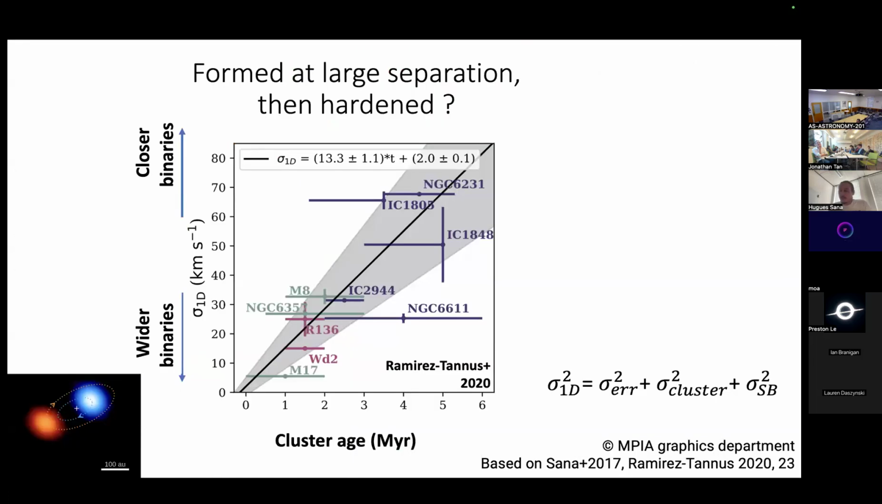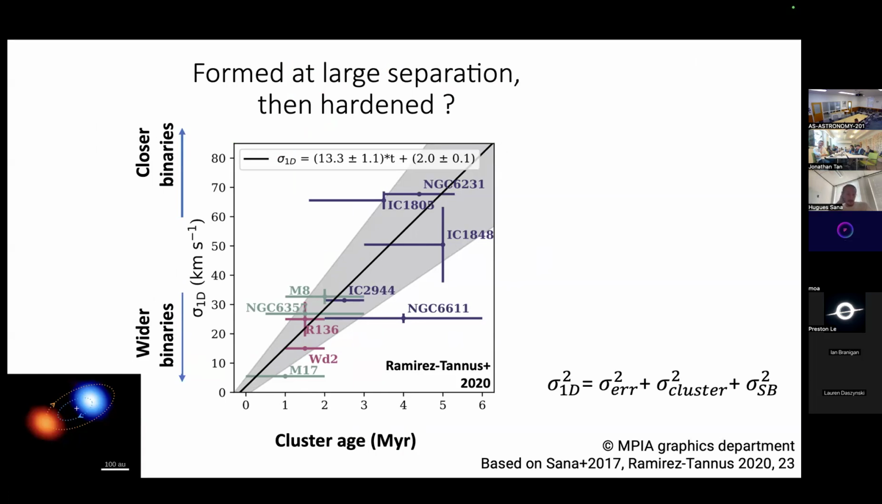And that was an idea by Maria Ramirez-Tanus. What she did is she looked at different clusters with different ages. And as you may know, measuring the age of a young cluster is not so easy. So there are significant errors on the age direction. But if you just compute this one-dimensional velocity dispersion along those clusters, and you plot that as a function of the age, then there is a trend that seems to be statistically significant, right?